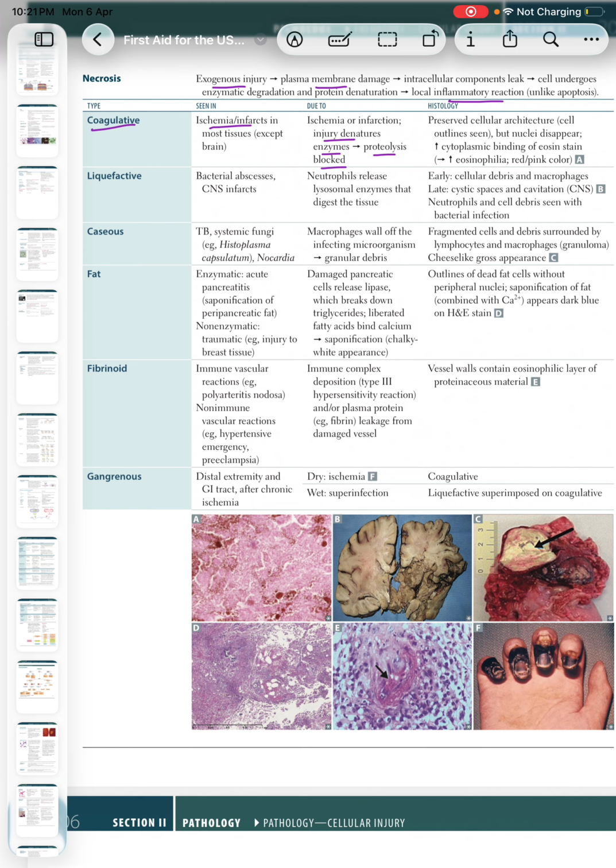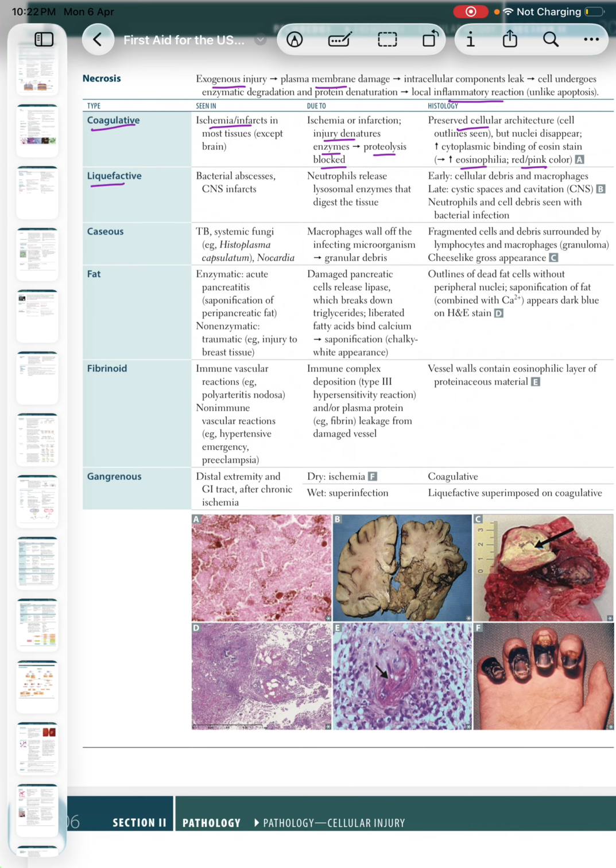Now, what is the histology? The preserved cellular architecture, that is, the cell outline is seen but the nuclei disappear. Increased cytoplasmic binding of the eosin stain leads to increased eosinophilia and a red or pink color. This is the histology of the coagulative necrosis. This is the coagulative necrosis.